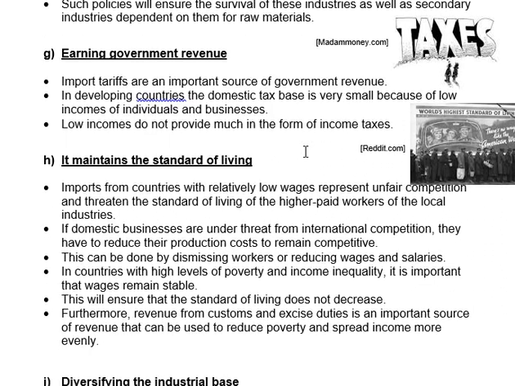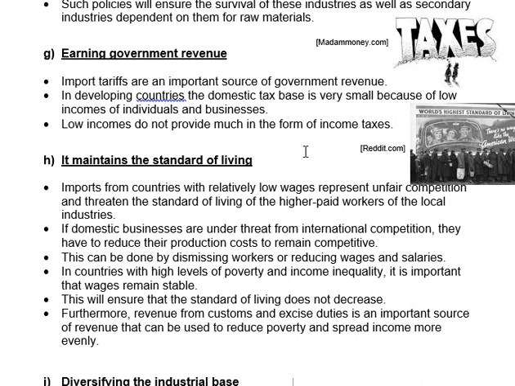Right, then obviously protective measures create government revenue, because I said yesterday one of the big measures that we use to protect our industries is import tariffs, customs duties, and because this is a tax, obviously it goes straight to the government, so it adds to their revenue.